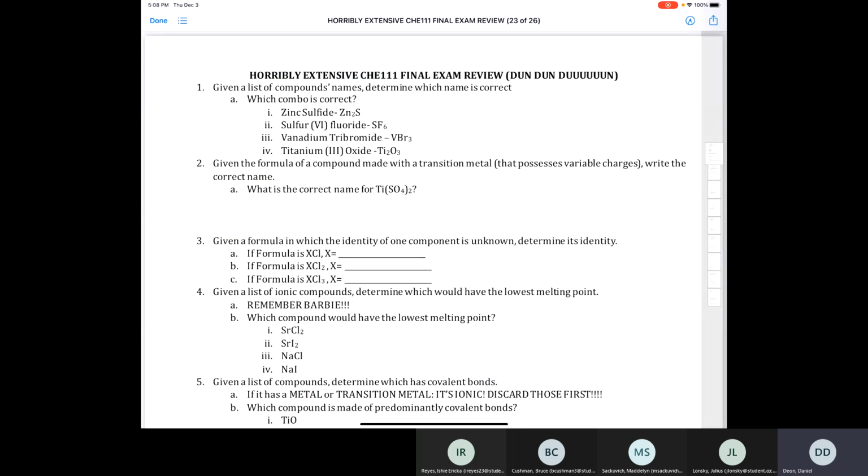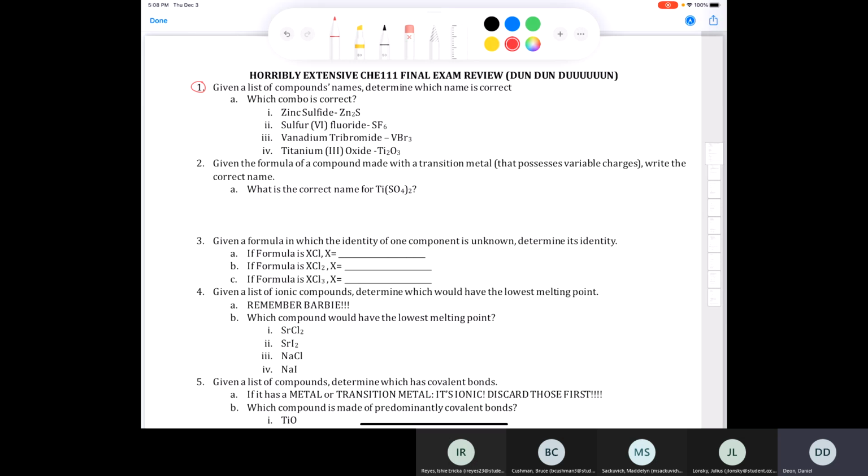This is the Horribly Extensive Chemistry 111 Final Exam Review. This review was penned by the chair of the department, and let's take a look at it here. First question says, given a list of compounds, determine which name is correct.